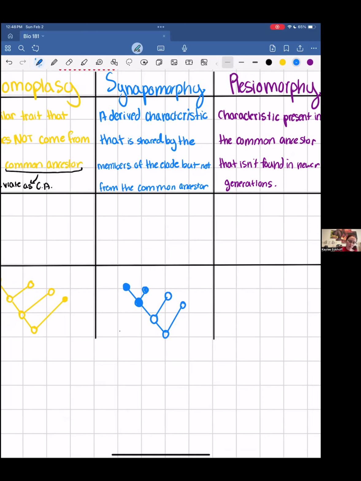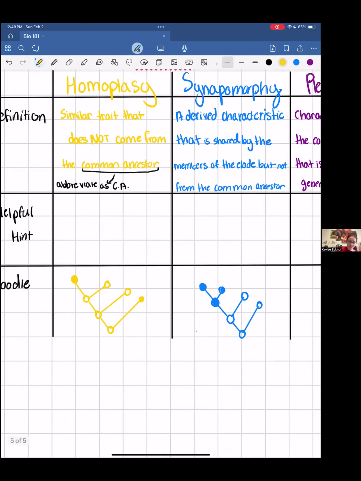The way I like to remember these is homoplasy. Plasty sounds like plastic, and so you think of plastic surgery, which doesn't give you the same traits that you've got. It doesn't give you a trait that you got from a common ancestor. So I always put plastic surgery traits equals traits that don't come from a common ancestor, or I'll say they aren't ancestral.